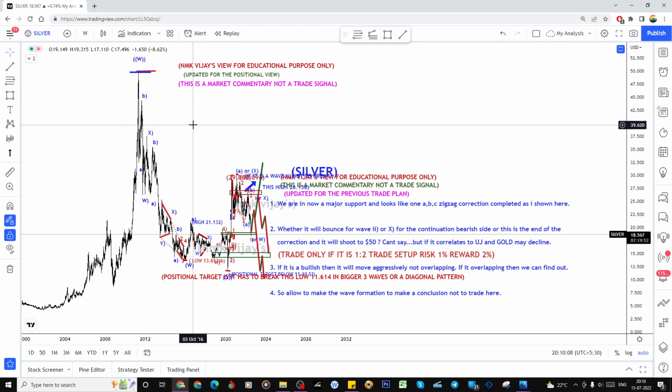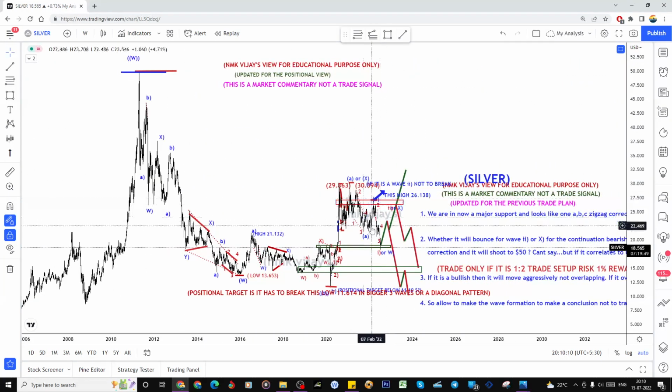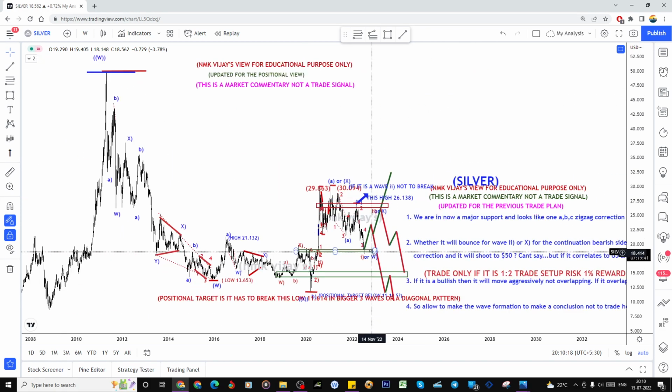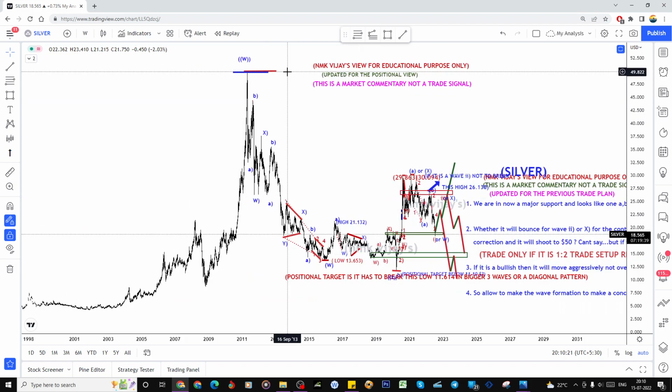Because I didn't know, it may or may not, I don't know. From here it is going to shoot, or it is going a little bit in a corrective pattern and then it is going to shoot, no idea. But silver, how many years it took, no idea. But the target, the destination is fixed. But we need a clear pattern.